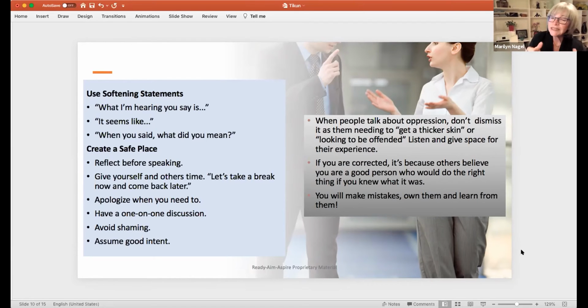And assume good intent, even if it's not there. If you assume positive intent, maybe they're just curious, maybe they're afraid, maybe they're uneducated, then you will respond in a better way. The other thing is, when people talk about oppression, don't dismiss it as needing to get a thicker skin or just looking to be offended. Listen and give space for their experience.